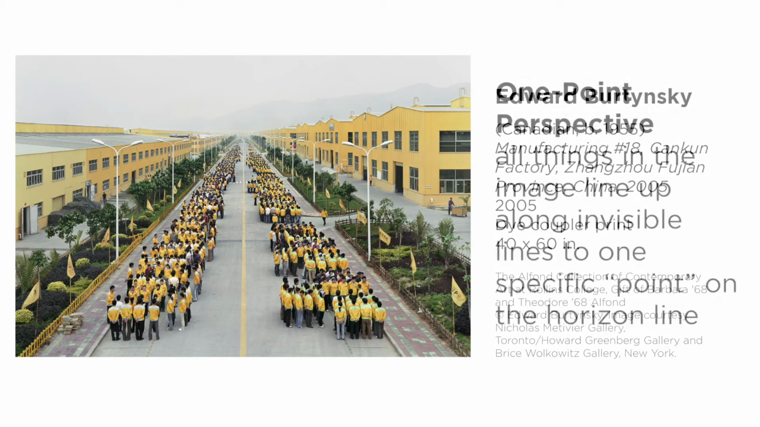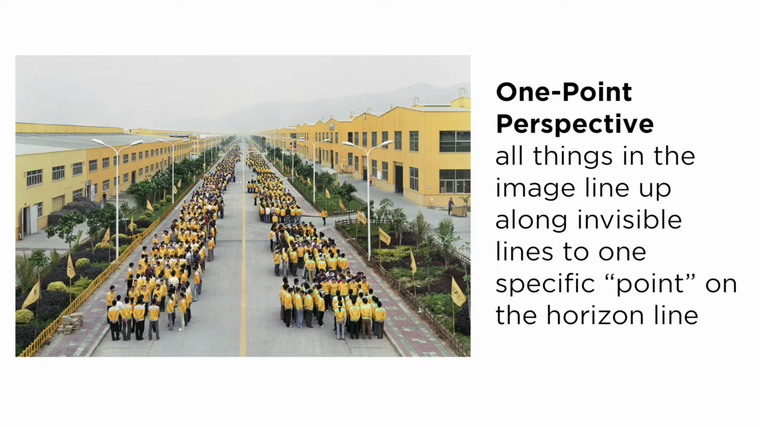One-point perspective in an artwork means that all things in the image line up along an invisible line to one specific point on the horizon line. The horizon line is the line that separates the ground and the sky. One-point perspective is used in drawings and paintings to mimic how things look smaller when they are further away in real life. This makes the artwork look lifelike. In this photograph, we can see an example of natural one-point perspective.